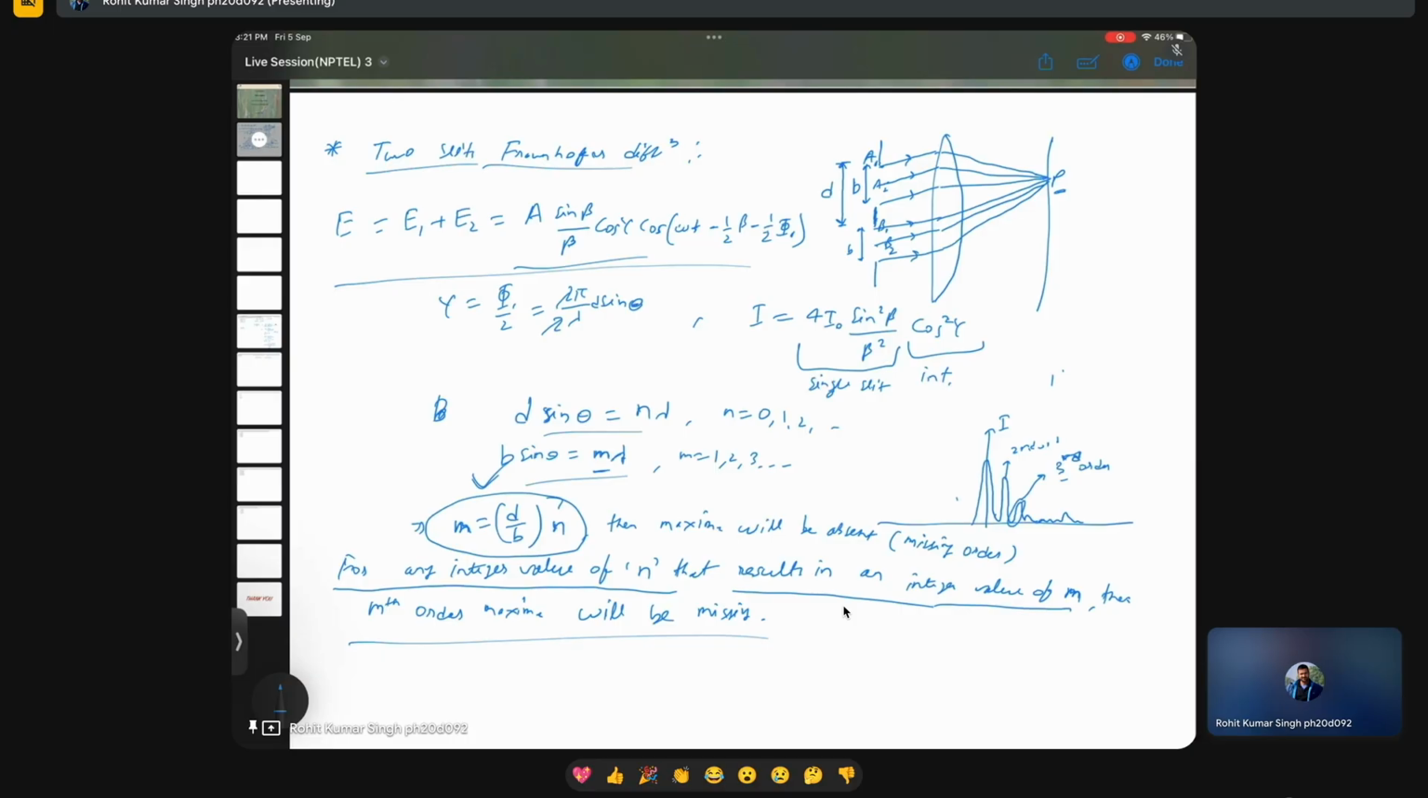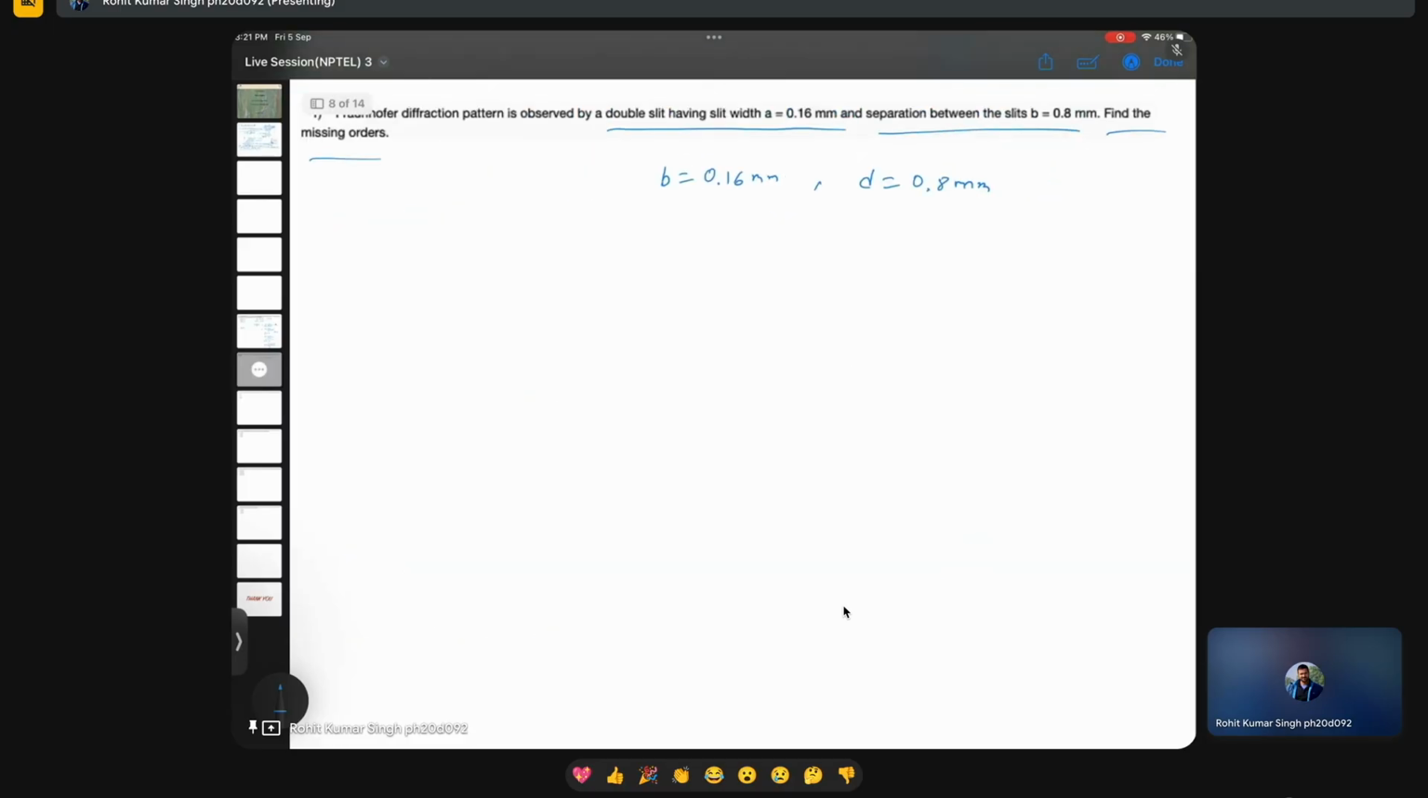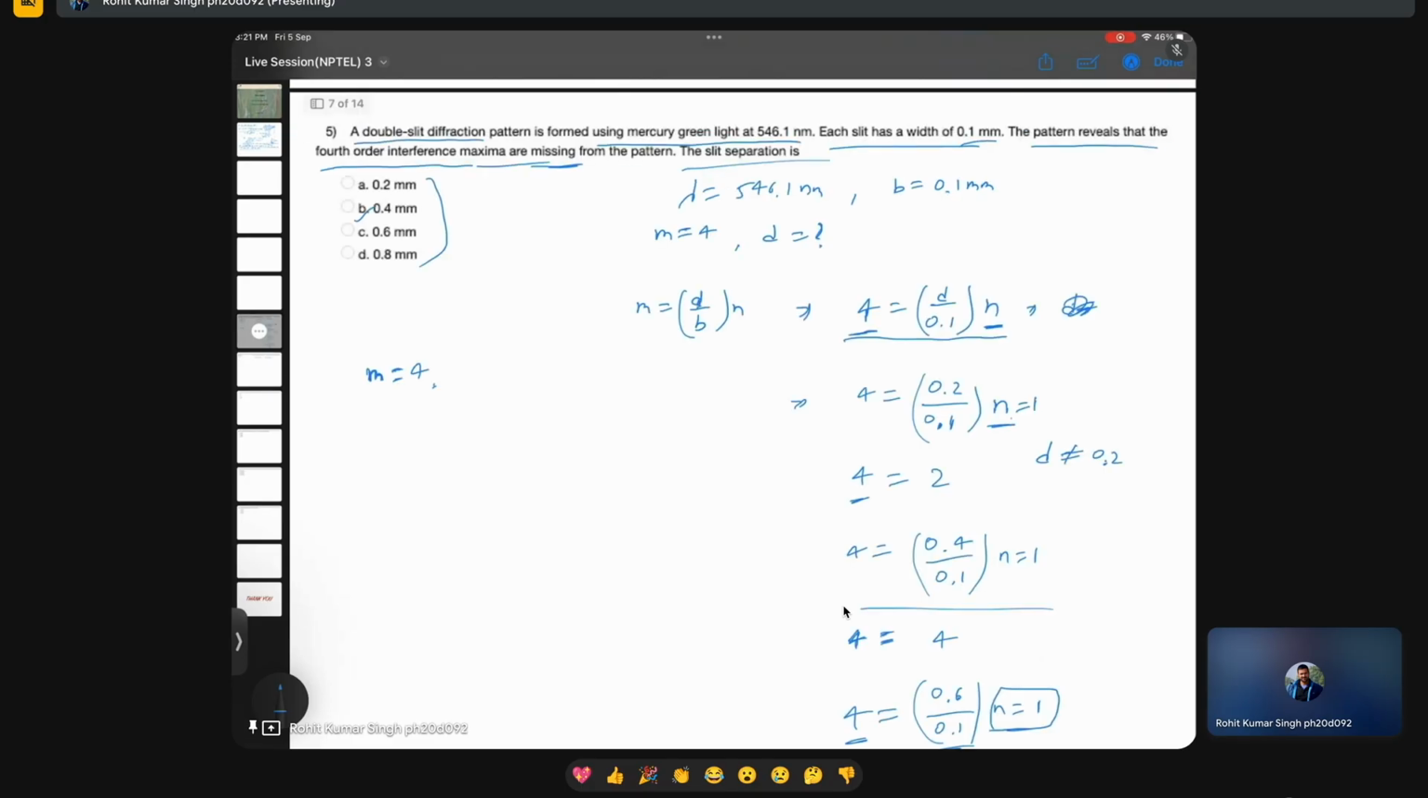Means they are telling about the very first which is missing. Yeah, because the first interference maxima is missing, that means that is coinciding with the first diffraction minima, right? Okay, I understand now. This is an assumption we have to keep in mind before solving, otherwise this discrepancy will come. That's why we got confused last time, because both options were looking correct. But you have to assume that the first order minima is coinciding with whatever interference maxima is missing.